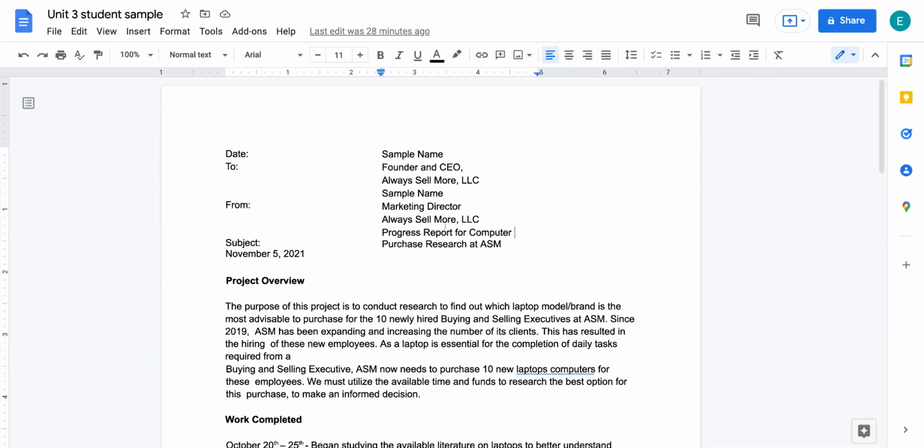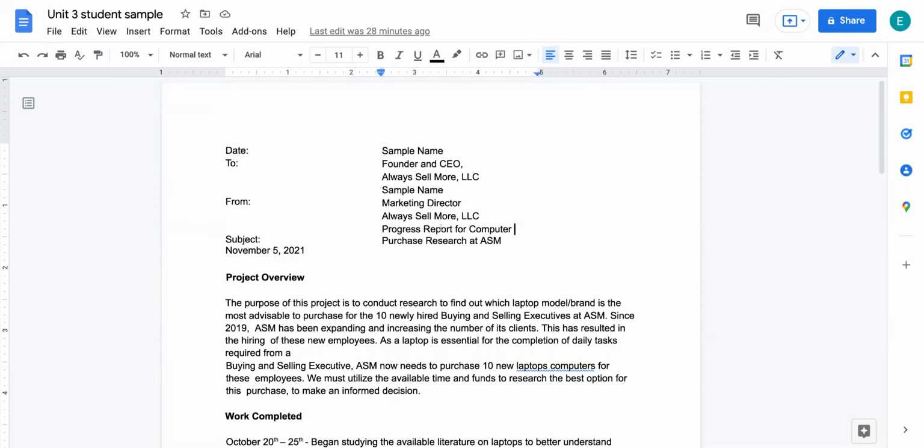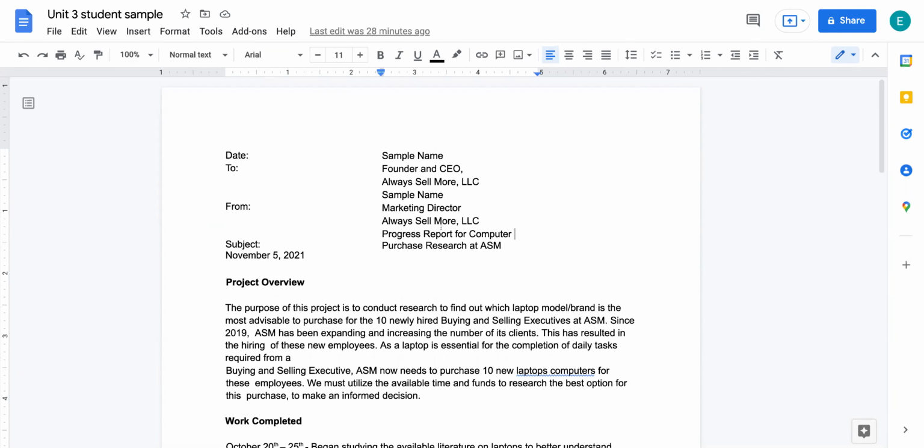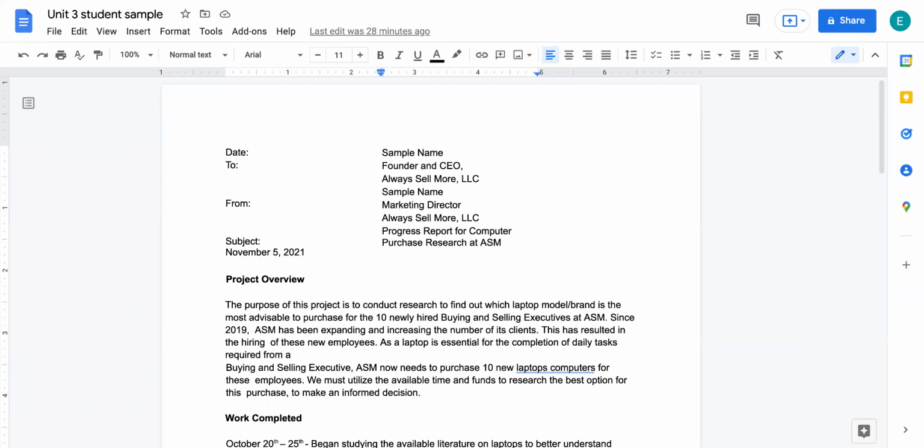So just as a heads up, when I converted this sample from PDF to Word or to Google Docs, it messed up a little bit of the formatting, but you can still follow this as an example, and what I will say will also help you.